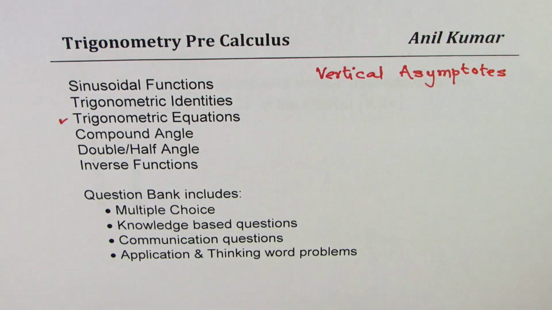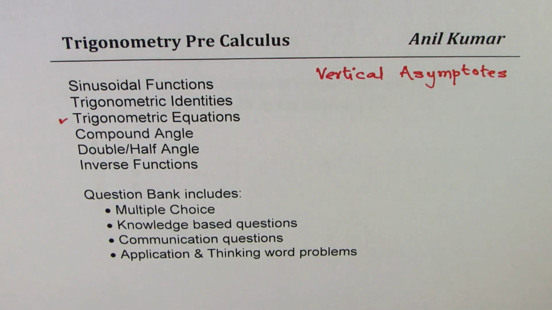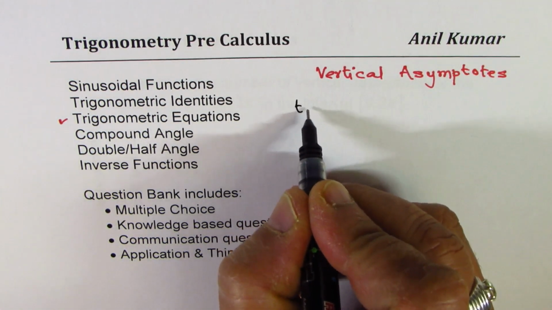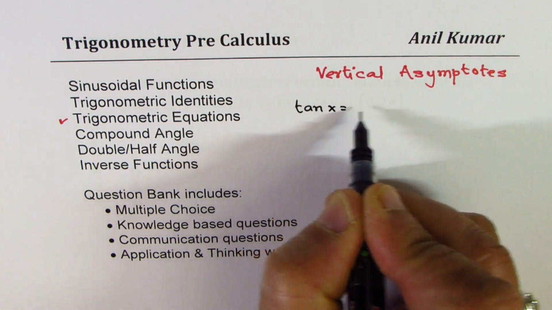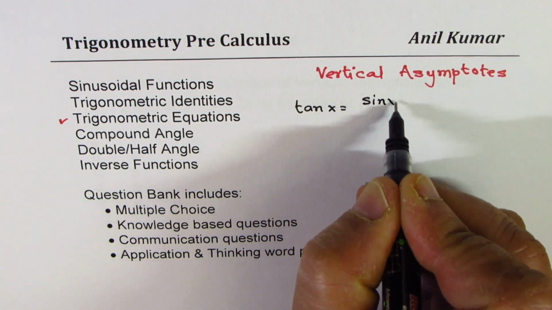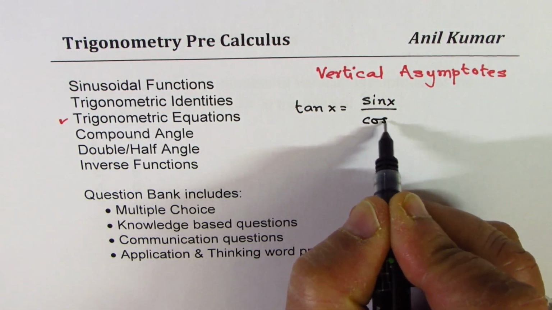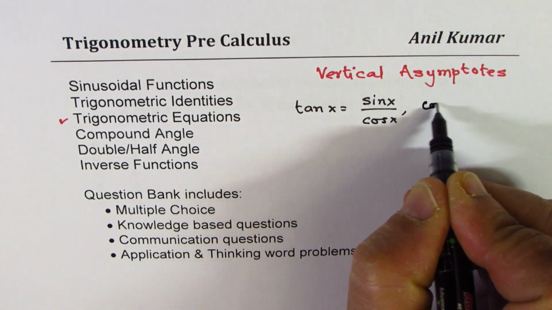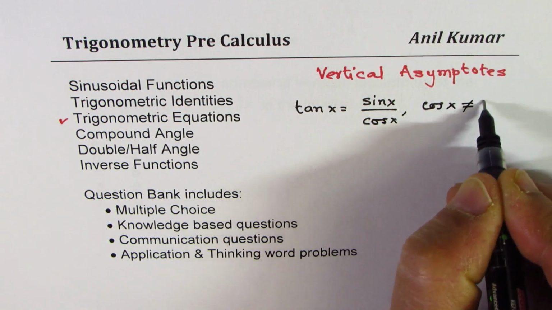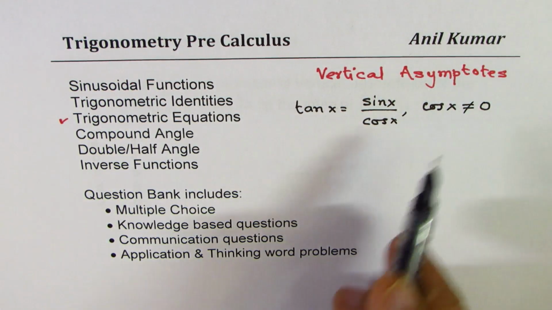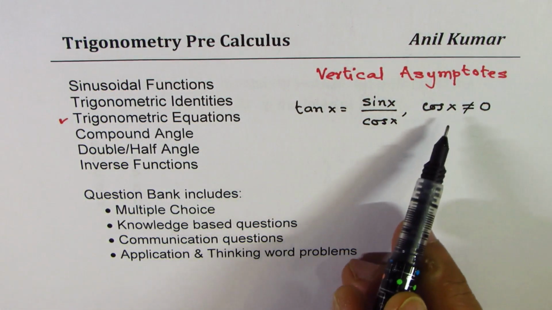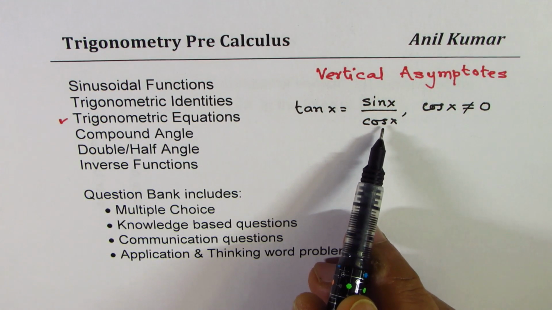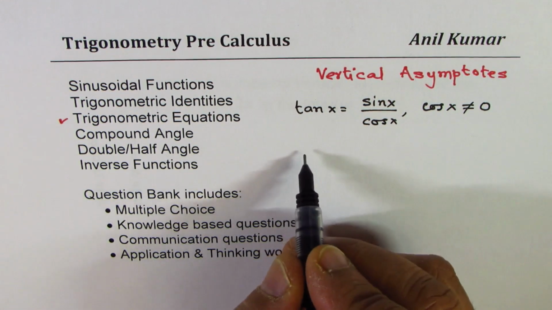Now, in trigonometry, you know tan theta, let me write down, let's say tan x. Now tan x is equal to sin x over cos x, where cos x is not equal to 0, correct? Cos x is not equal to 0. Now if cos x is 0, we get a vertical asymptote.